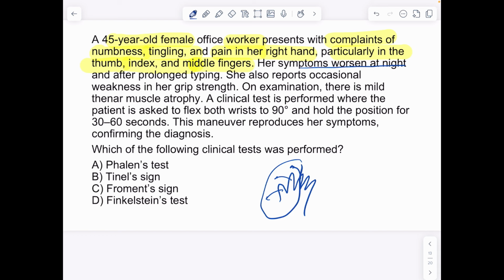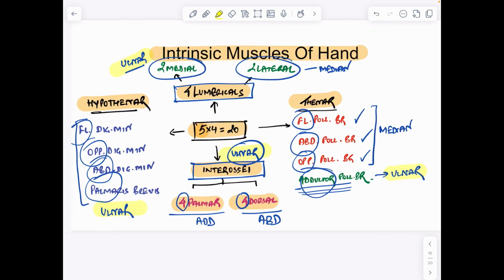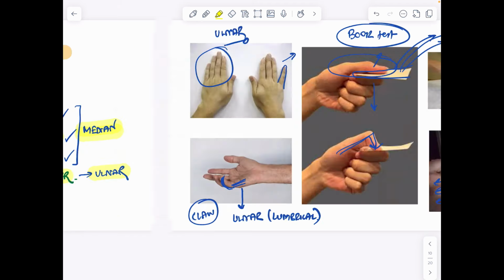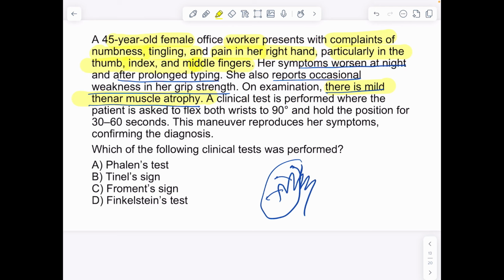Now, her symptoms worsen at night, after prolonged typing. She also reports occasional weakness in her grip strength. On examination, there is a mild thenar muscle atrophy. Why is there a thenar muscle atrophy? As you can see, all the thenar muscles in the hand, except for the adductor pollicis, are supplied by the median nerve. So there has to be a thenar muscle atrophy in case of median nerve injury.